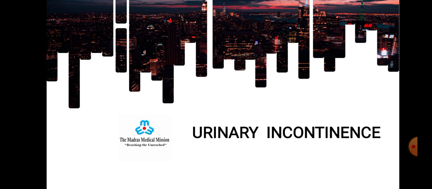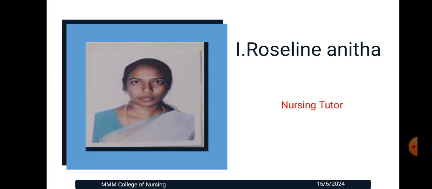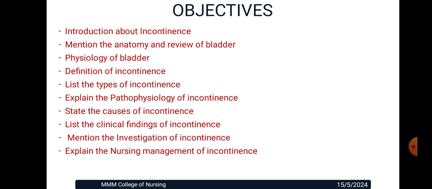Today I am going to present the topic on urinary incontinence. Objectives: Introduction about incontinence, mention the anatomy and review of bladder, physiology of bladder, definition of incontinence, list the types of incontinence, explain the pathophysiology of incontinence, state the causes of incontinence, list the clinical findings of incontinence, mention the investigation of incontinence, explain the nursing management of incontinence.